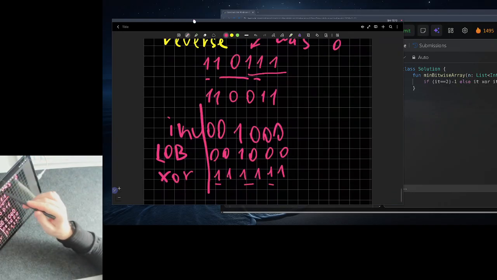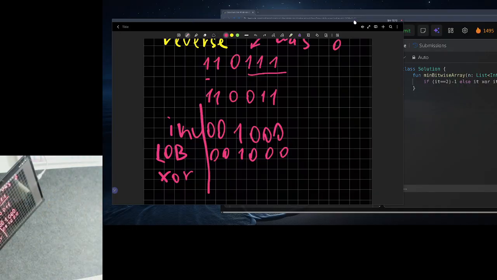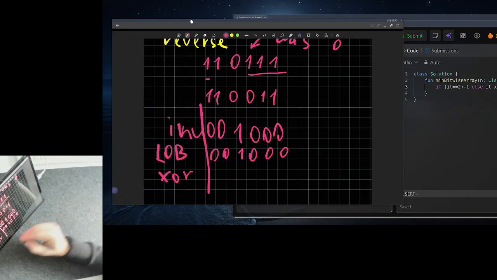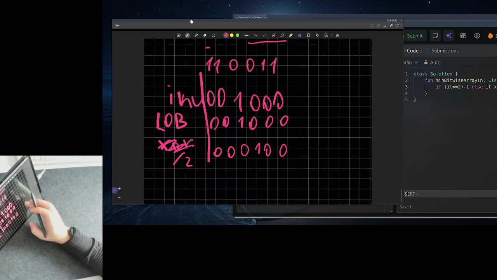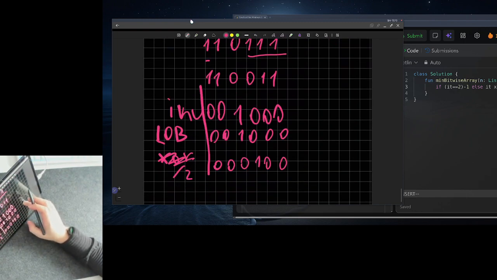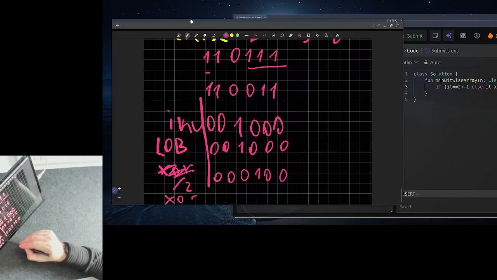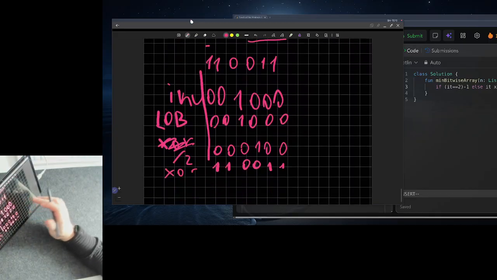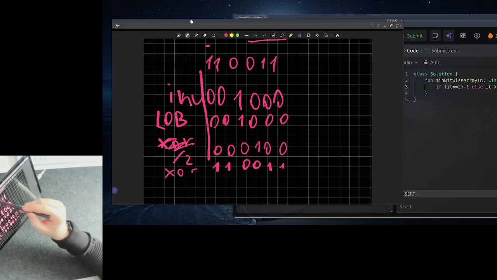I'm sorry, I forgot one little detail. I shifted right. So before the XOR I shift to the right, so this becomes like this. And now I do the XOR operation: 1 1 0 0 1 1. So this is the answer. And this series of operations is the algorithm I implemented.